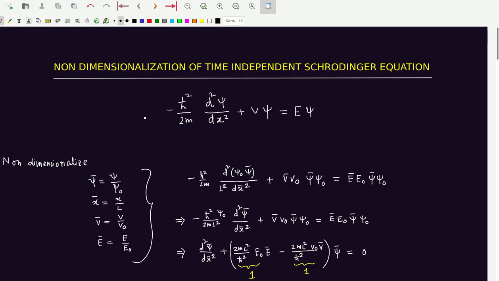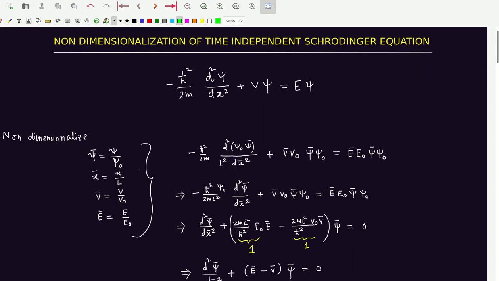In this lecture, we will discuss the process of non-dimensionalization of the time-independent Schrödinger equation. We know from quantum mechanics, the time-independent Schrödinger equation is minus h bar square by 2m d2 psi dx2 plus v psi equals e psi. All the symbols have their usual meaning.